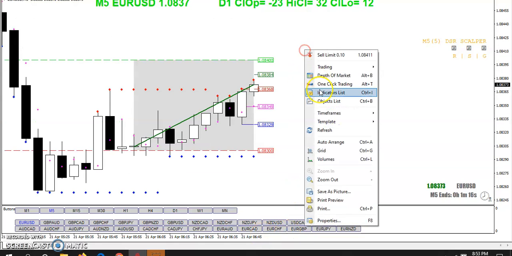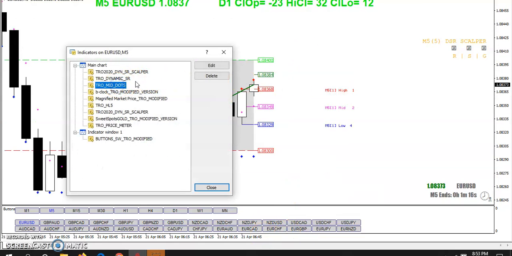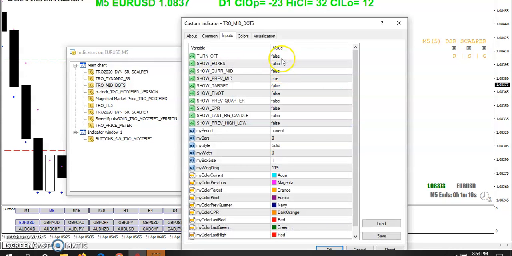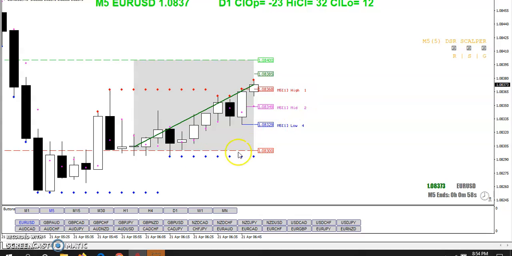Now, the other fun part is the TRO mid dots. And that's simply showing the previous middle. You can show a lot more than that, but all we need is the previous middle. And what you do is you see horizontal support. You look for an open above a mid dot, or you can look to see for price to cross above a mid dot. But the open above the mid dot, and then you just ride it. And then when you see it cross below or close, you can then exit the trade.